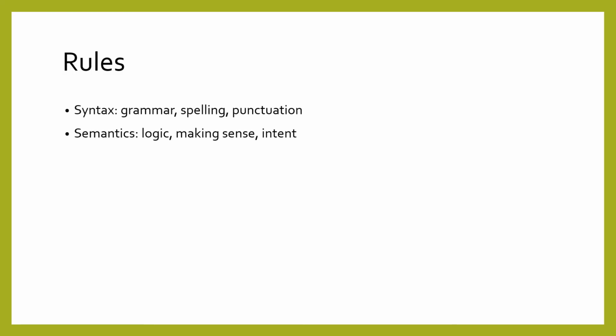Programming languages have very strict rules. This is similar to how we have rules in English. There are two kinds of rules: syntax and semantics.